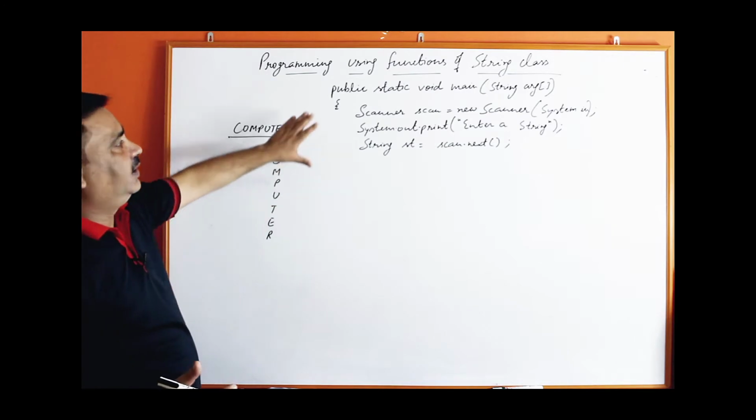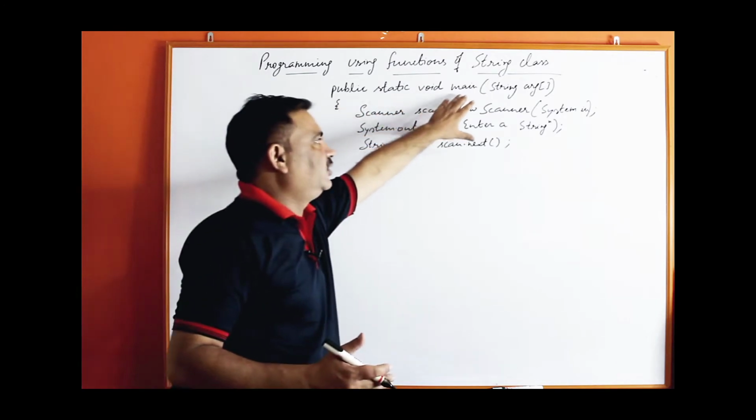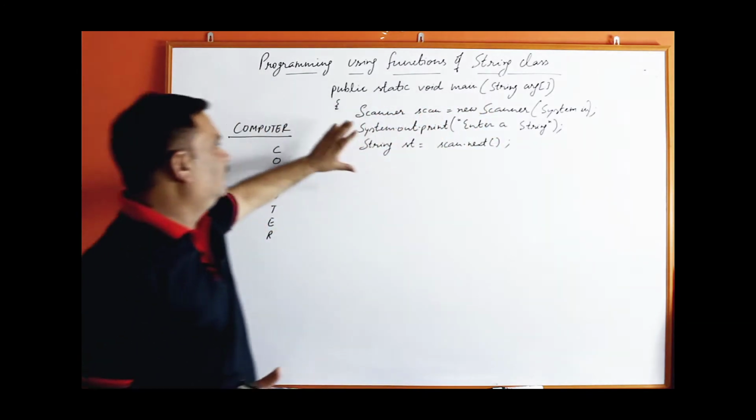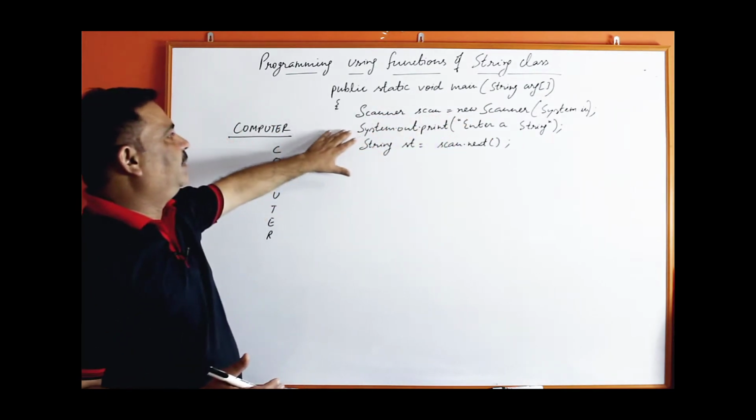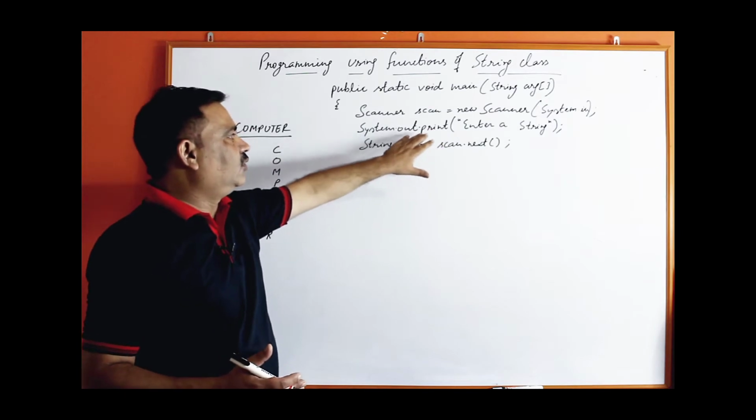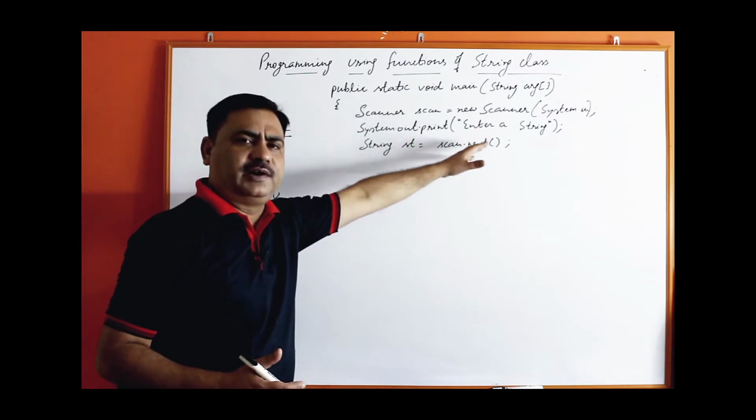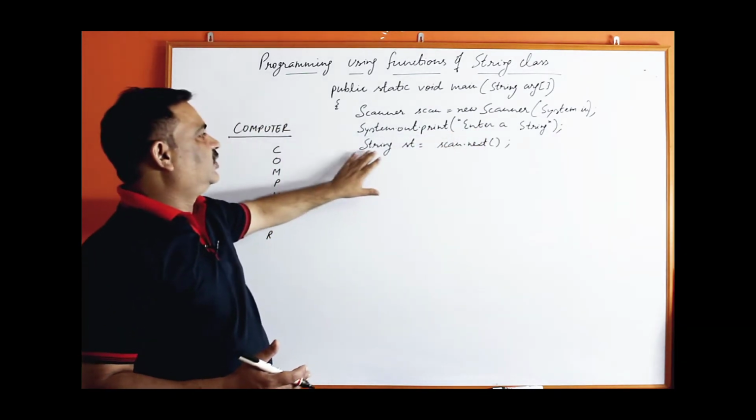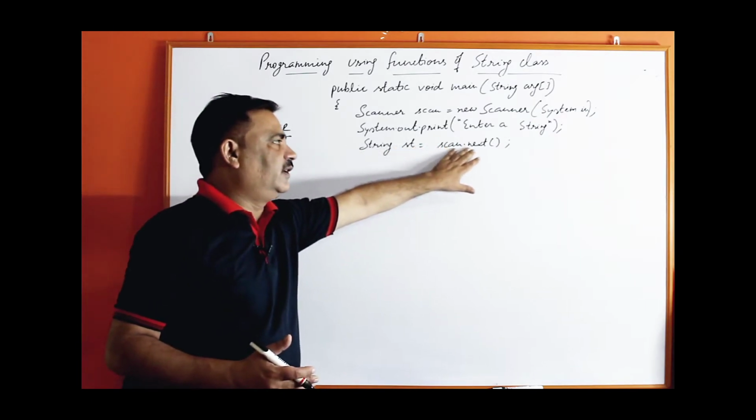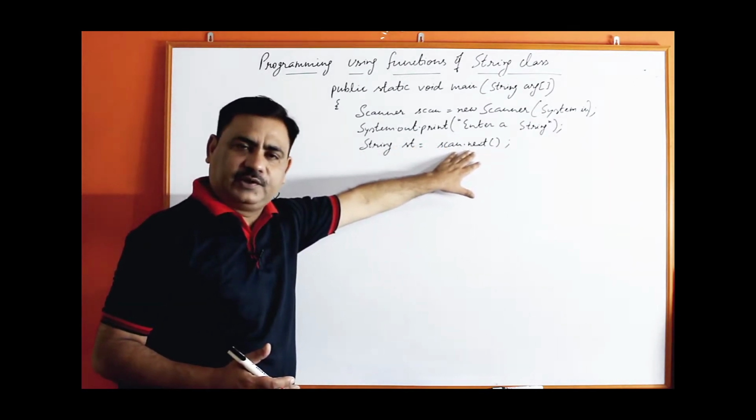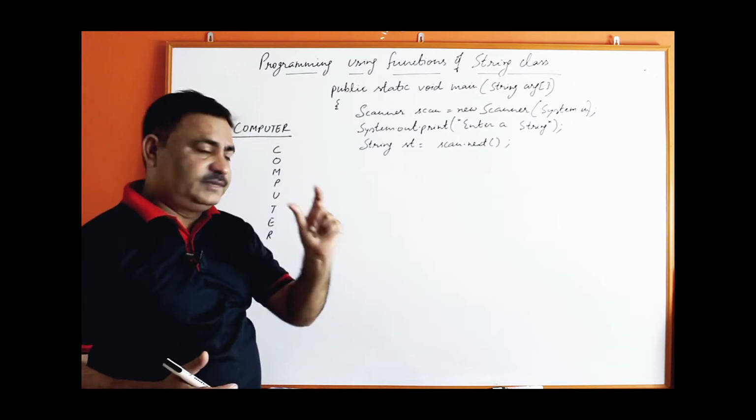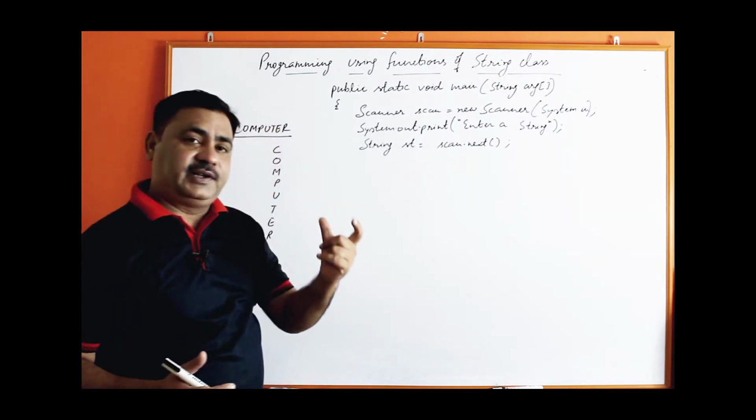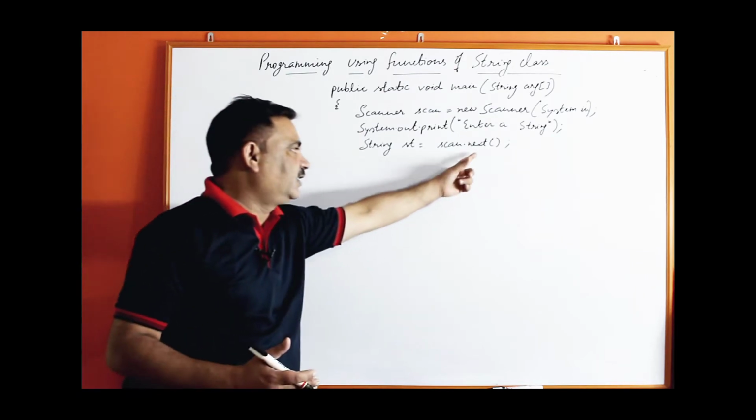So here is the public static void main function, which I have already made, and the Scanner class object scan, which is created here, and a message with System.out.print: enter a string, a word or sentence. String st equal to scan.next function, or nextLine you can use to input a string or sentence. If you want to input a word, then use the next function. If you want to input a sentence, then use the nextLine function.